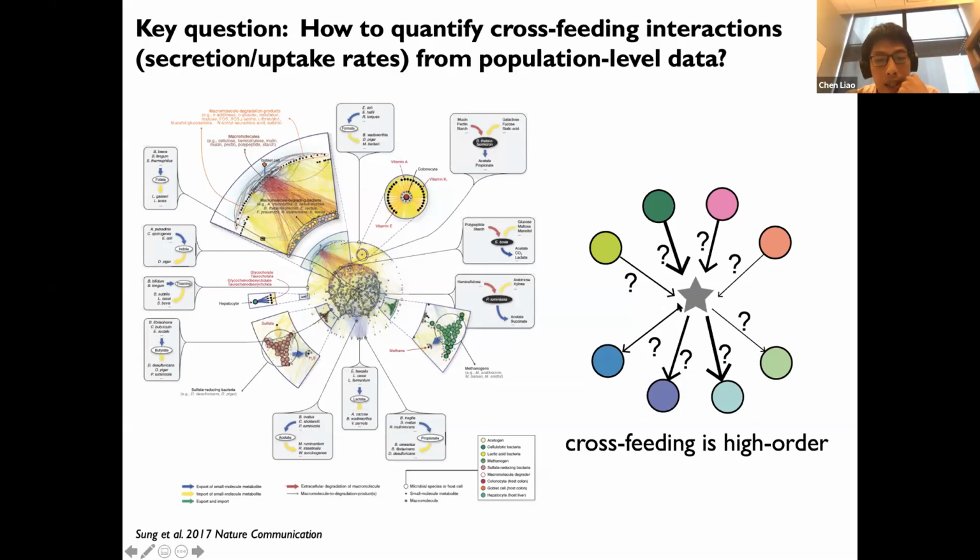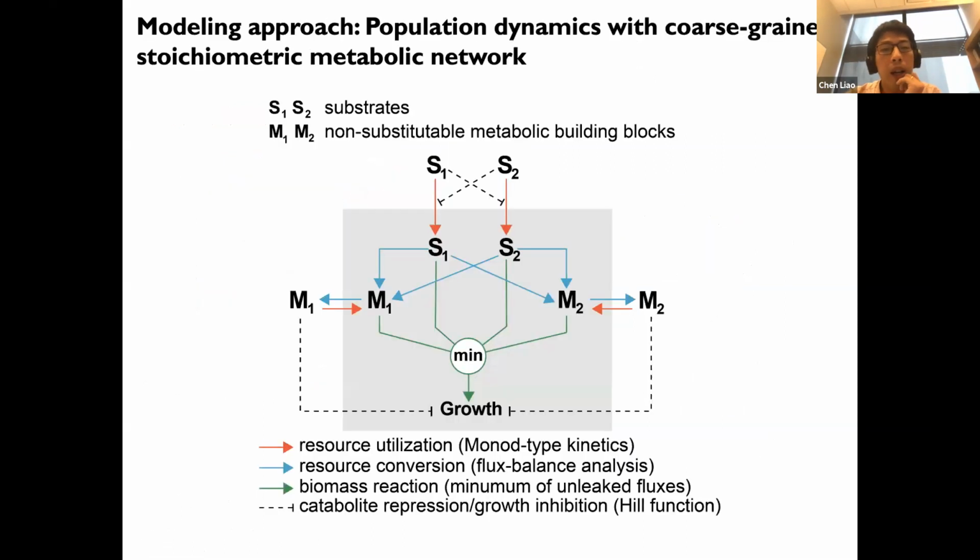Here we hypothesized that to infer the metabolic fluxes for the individual contributions, we have to combine mathematical models with the experimental data. The model that we use is similar to a resource transfer model, but the major difference is that we allow a simplified and coarse-grained metabolic network within each cell type. We model two types of molecules, the substrates, as shown by S1 and S2, and the metabolic building blocks, M1 and M2. And we also consider three types of reactions.